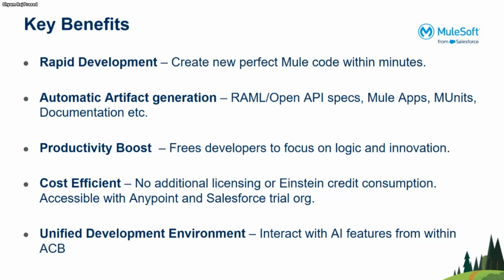Okay. So for automatic artifact generation, as I mentioned, just providing natural language prompts will create the API spec, grammar, whatever you mentioned as part of the use case requirement. Then it will create the apps, MUnit, documentation, everything. Productivity boost definitely, like it creates the code within minutes, so it frees the developer to focus on logic and innovation. They don't need to worry about the RAML or the MUnits or documentation. It all gets created by itself.